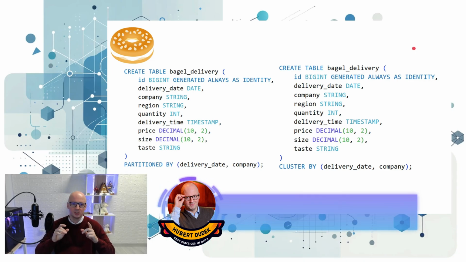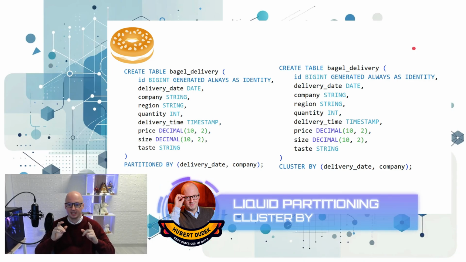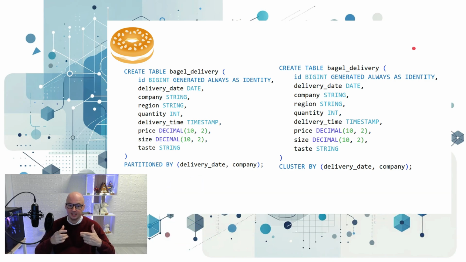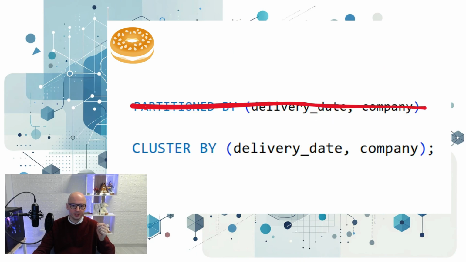For years we've been using partition by syntax, but recently we've started using cluster by syntax, which is now like best practice. And what is the problem that we are not using that syntax anymore and it's better to use the other syntax, which is liquid partitioning? In traditional partitions, we had quite a lot of problems with small files.